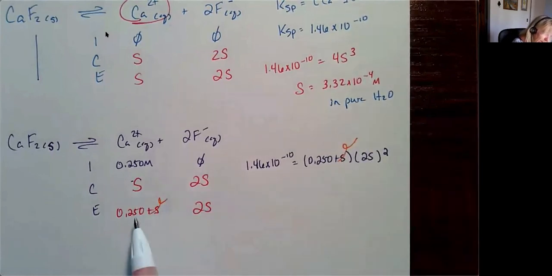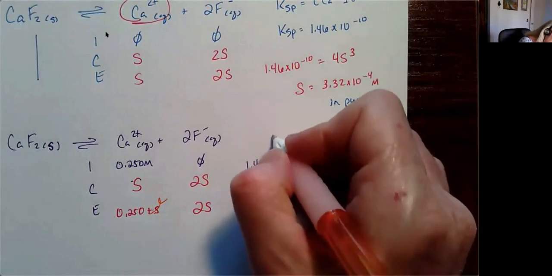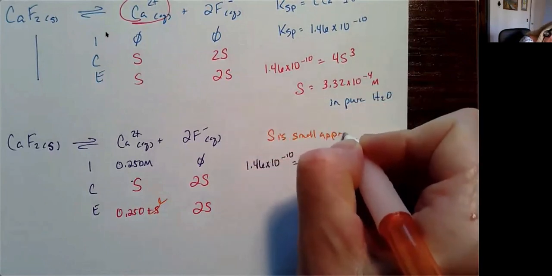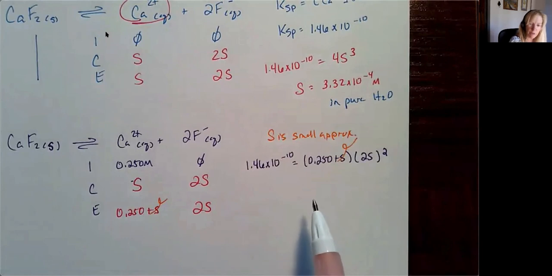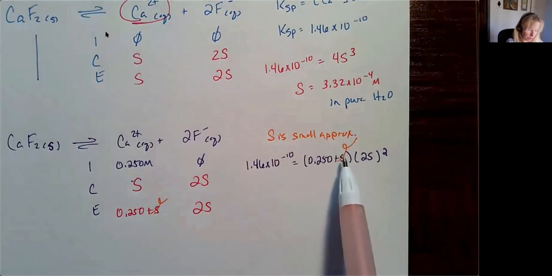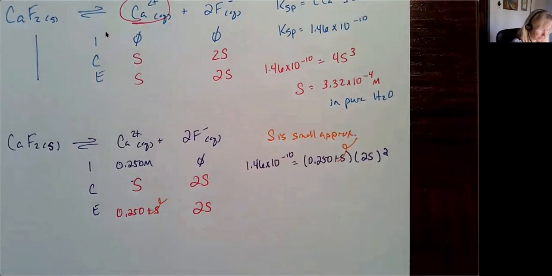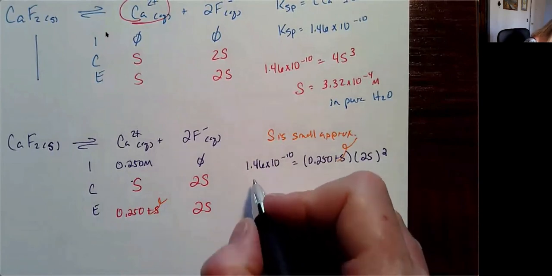Because even if I add to this, this is so much higher than whatever I would be adding. It's really not going to change this amount appreciably. So instead of my X is small approximation, this is my S is small approximation. And instead of removing it from a reactant, I'm removing it from a product. So a little bit of a different scenario here. That makes my math a lot easier.